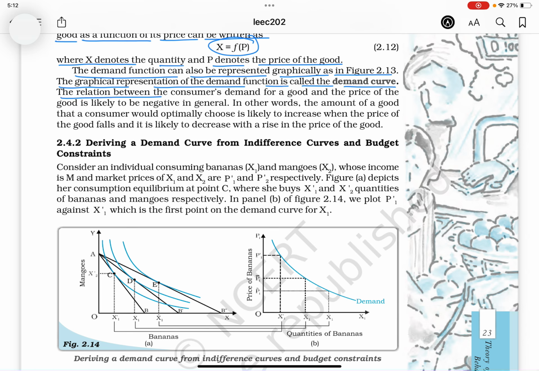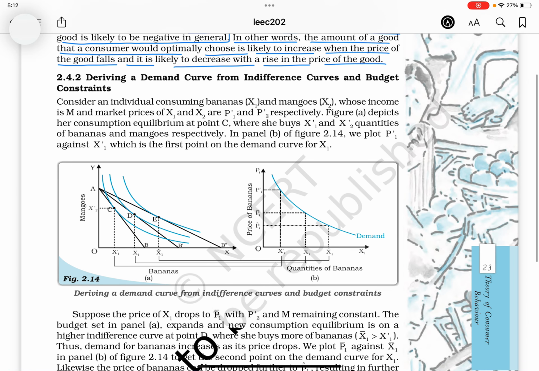The relation between the consumer's demand for a good and the price of the good is likely to be negative in general. In other words, the amount of a good that a consumer would optimally choose is likely to increase when the price of the good falls, and it is likely to decrease with a rise in the price of the good. Deriving a demand curve from the indifference curves and budget constraint.